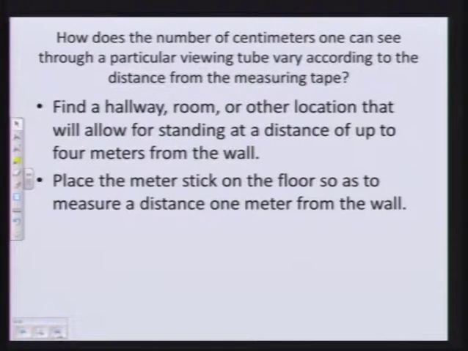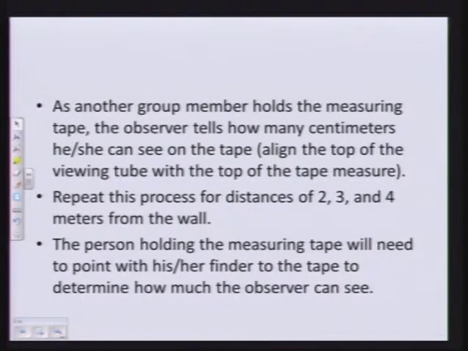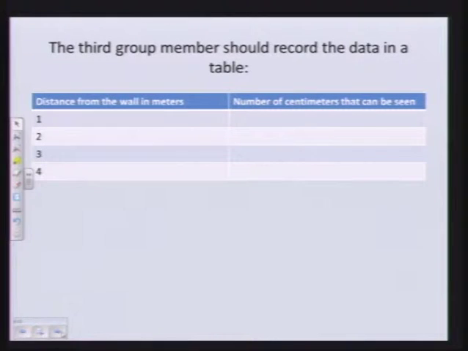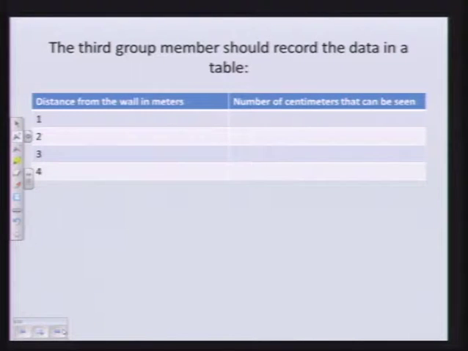These are the instructions again about standing back the distance from the wall. One group member stands and looks at it, and the other one determines how far can be seen, and then one person records the data. So this would be an example of a table that you could record your data in. In our case, Brian could see, from 1 meter back, 8 centimeters. From 2, he could see 15 centimeters. And he would repeat it for 3 and 4 if he were actually doing this experiment.